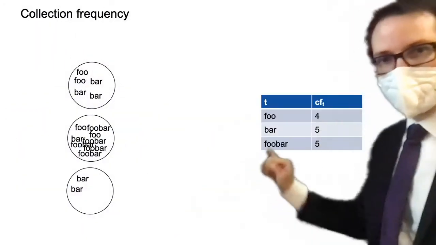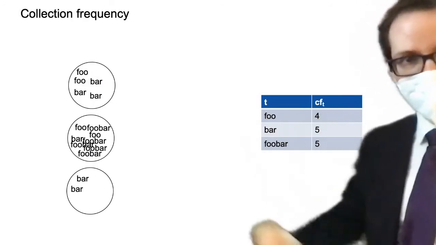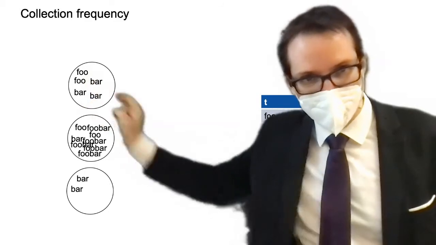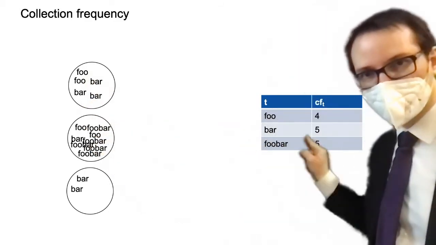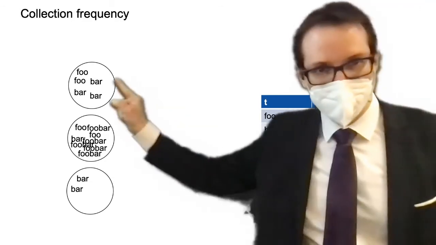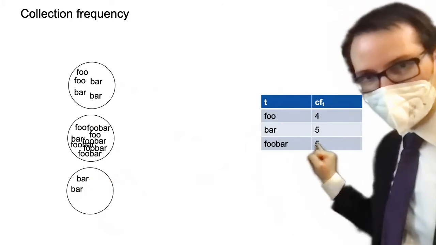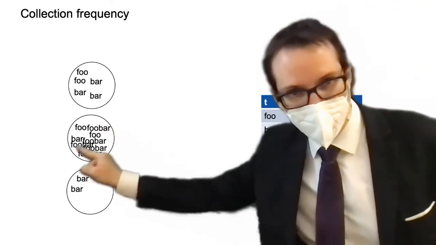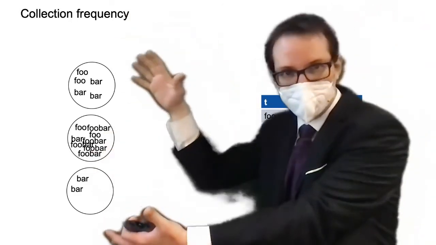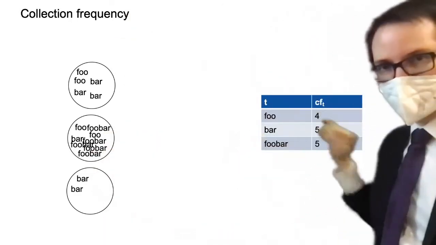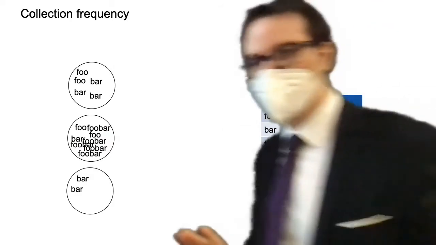So that means, let's do foo, for example. I'm telling you it has a collection frequency of 4. Why? Because it's here once, twice, 3 times, 4 times. Bar has a collection frequency of 5 because it's here 1, 2, 3, 4, 5. And foo bar 5 times because it's here 1, 2, 3, 4, 5. So the collection frequency is the overall count across all documents of my terms. You notice that there's only one subscript in there because that only depends on the term.